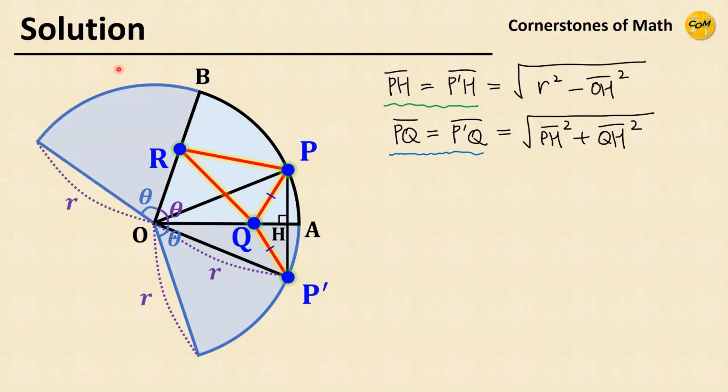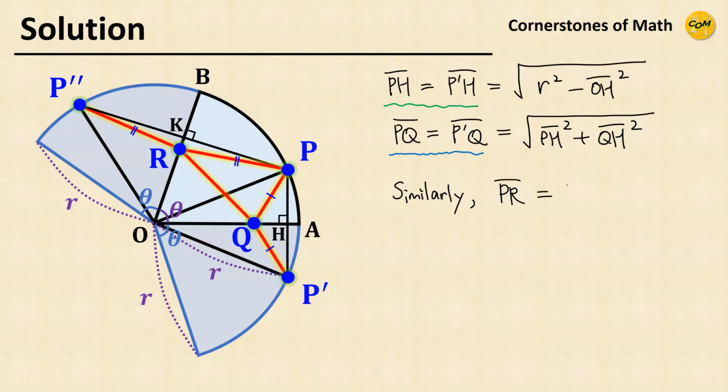Similarly, on the other side, we draw an additional sector that is symmetric to the original one with respect to line OB. Next, we draw the perpendicular line PK and mark the intersection point P'' on the new arc. Then, by the same logic, point P'' is symmetric to point P with respect to line OB, which leads to the similar conclusion that length PR is equal to length P''R. So we have obtained these two pairs of equal length, but before we move on, let's investigate one more thing.